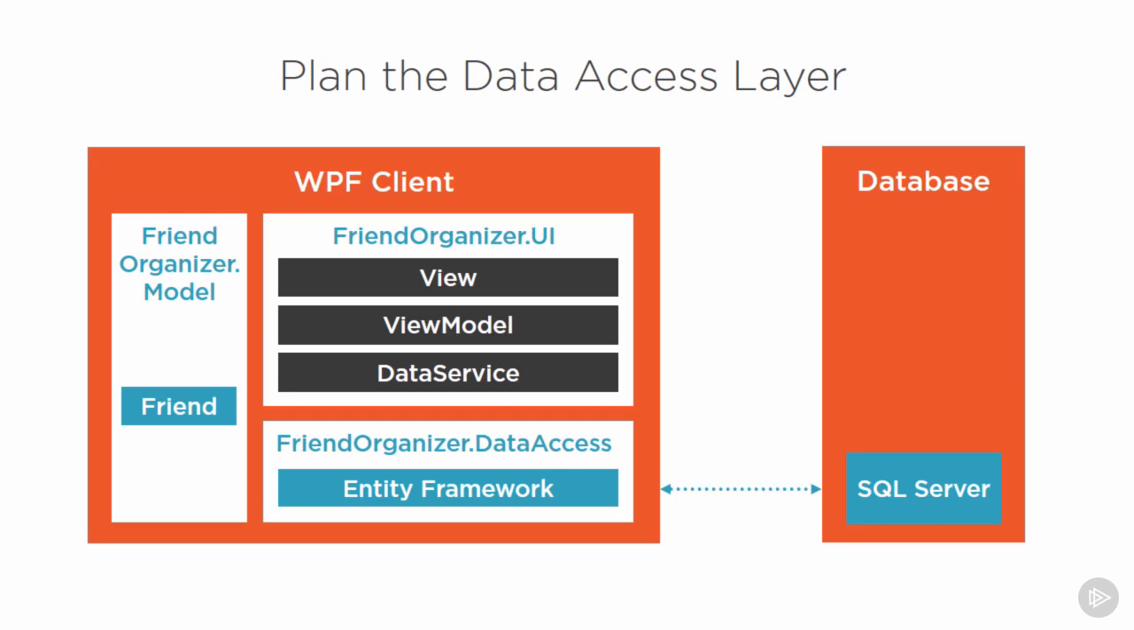So we will instantiate the Entity Framework DB context in the data service of the Friend Organizer application to connect to SQL Server. The Data Access project will just contain the DB context class and the code first migration that we have generated. Now let's start to set up Entity Framework code first so that we can create a database in SQL Server.